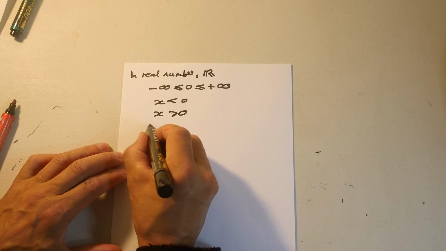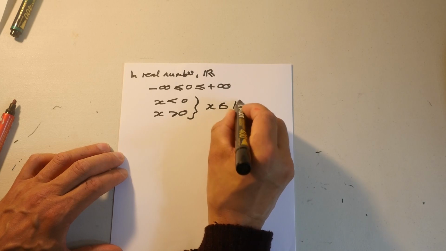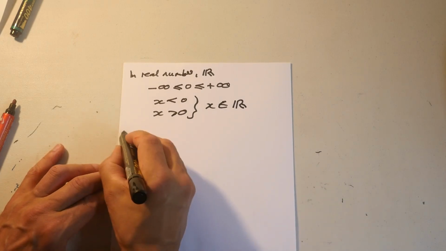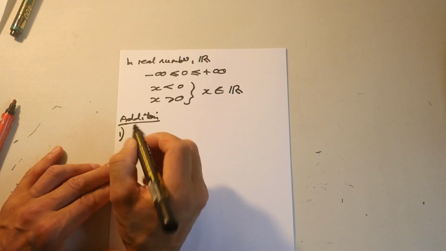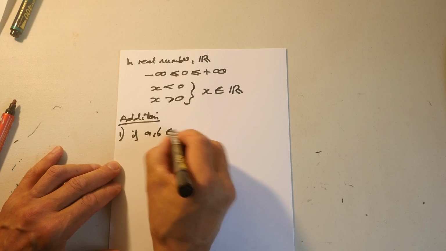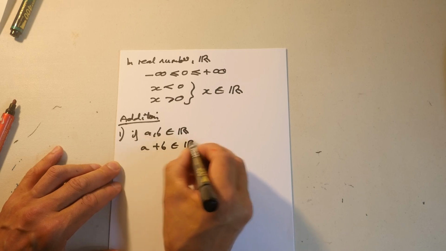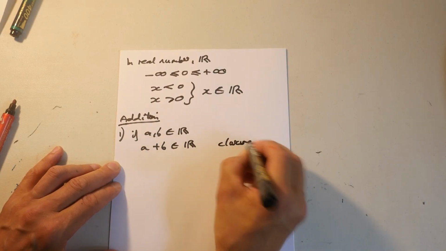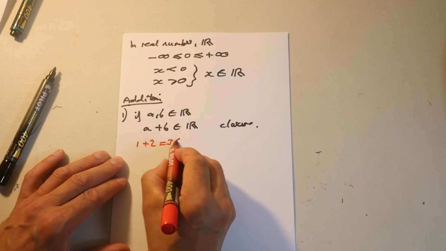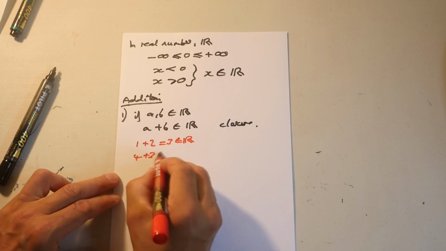Where x means a member of real numbers. That just means a member of. So under addition, there's 6 properties. If A and B are members of R, then A plus B is a member of R. Okay? This is called closure. So example, that would be a member of R, okay? Or 4 plus 3 is 7. Okay?